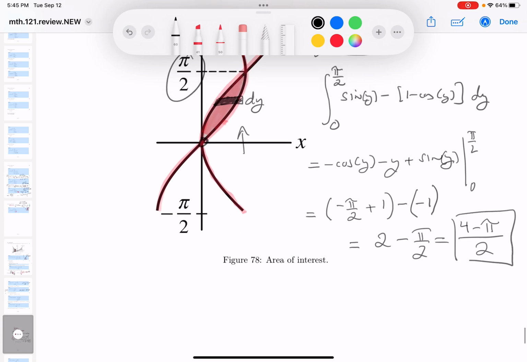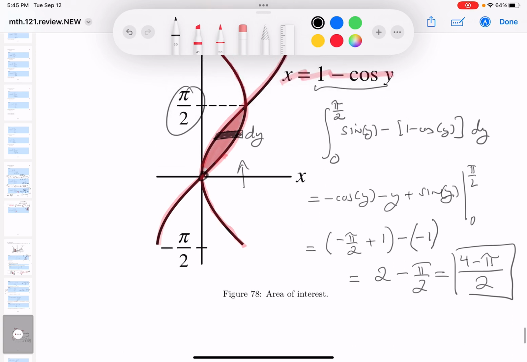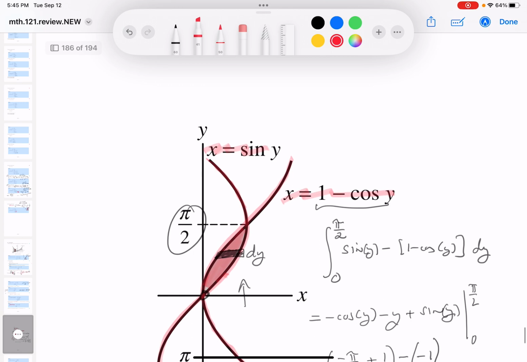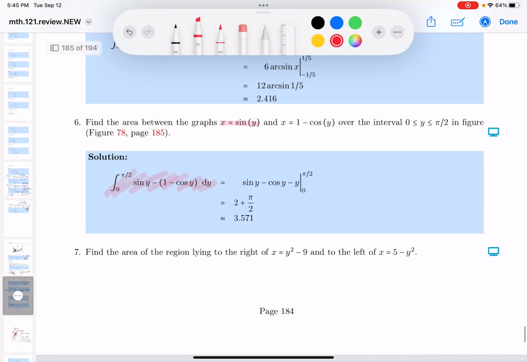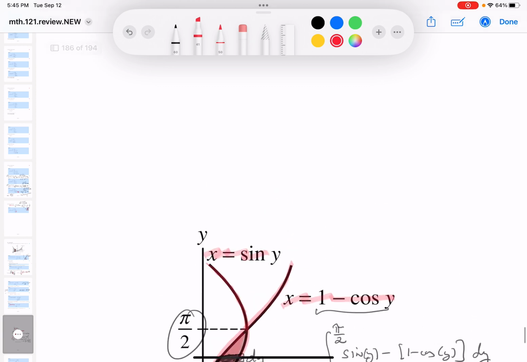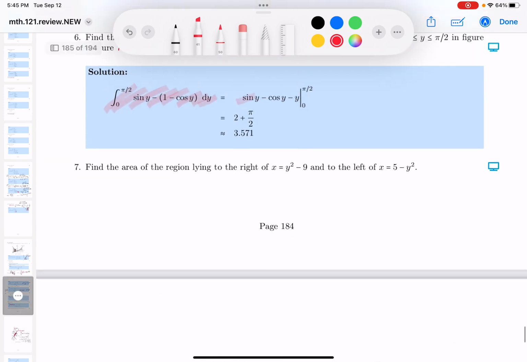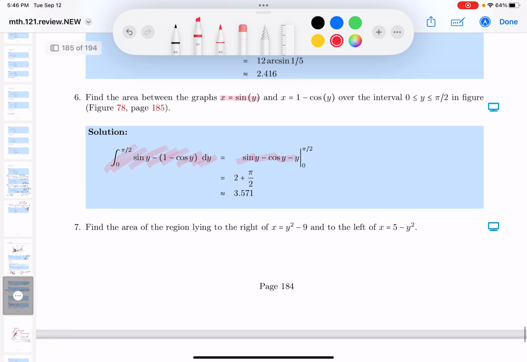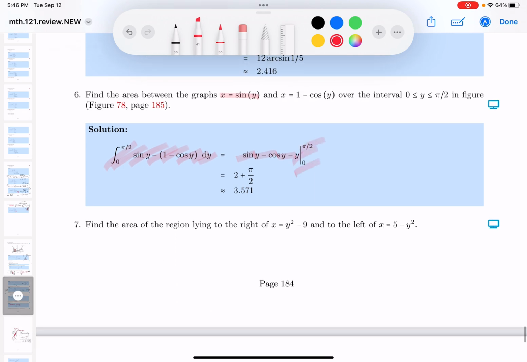Okay, mistakes happen. Like you misread something, you misunderstand, arithmetic errors, all kinds of troubles. So what I want to do is go back and look at this over here, and I'm pretty sure we did that okay. So this sine y, minus 1 minus cosine of y, we did that all right. Limits of integration, 0 to pi over 2. Did I get the antiderivative okay? I don't know. Let's take a look at it. Sine y minus cosine y and a minus y. Yep, I got that part done. Limits of integration, I did fine.